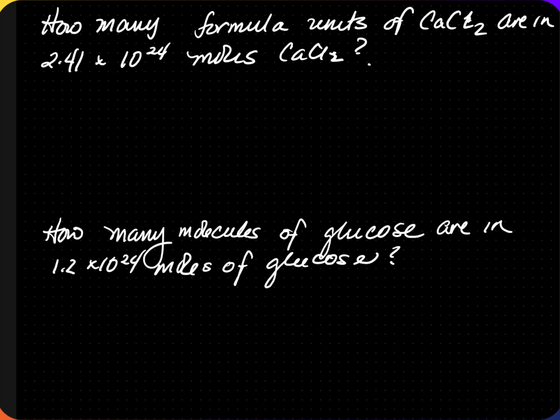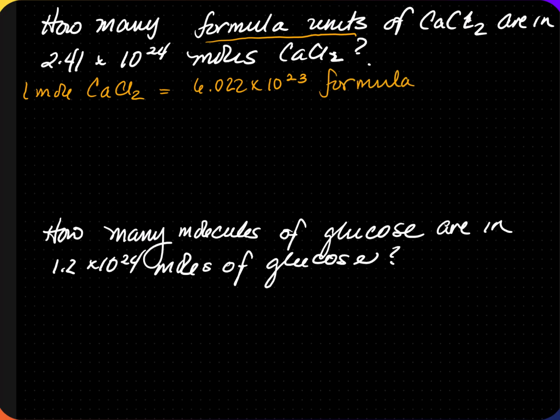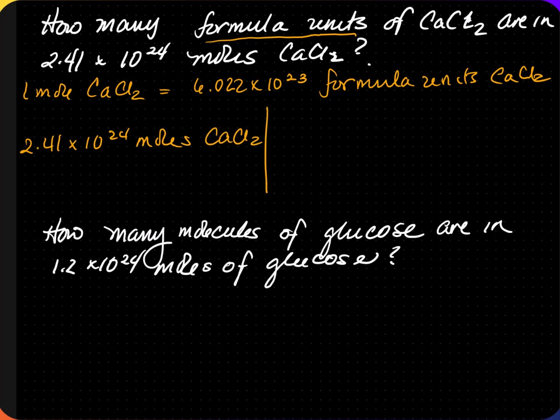So here we have formula units. Formula units tell you this is Avogadro's. So we know that 1 mole of calcium chloride must equal Avogadro's number, 6.022 times 10 to the 23rd. My units here are going to be formula units of calcium chloride. So I'm going to start with what's given, which is 2.14 times 10 to the 24 moles of calcium chloride. We're going to do diagonal units. Moles of calcium chloride, moles of calcium chloride.